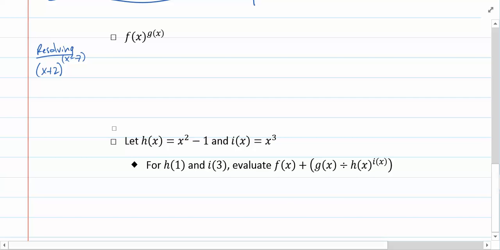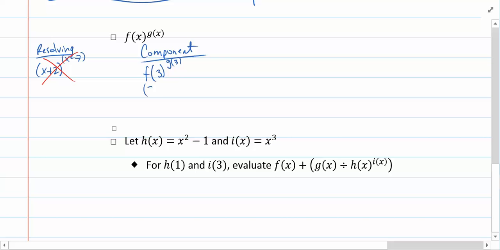So as far as resolving goes, we're not going to approach anything like this. However, we can consider how to solve this by looking at each component. Again, if I was asked to solve f of x raised to the g of x power, evaluate it when x is equal to 3, then I'll just think, what is f of 3? And I'll raise that to the result g of 3.